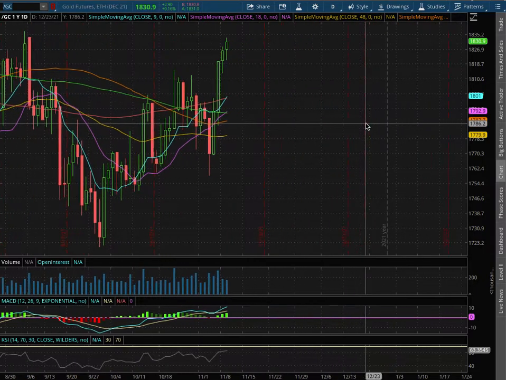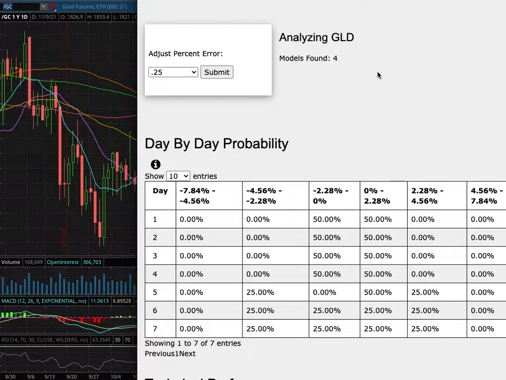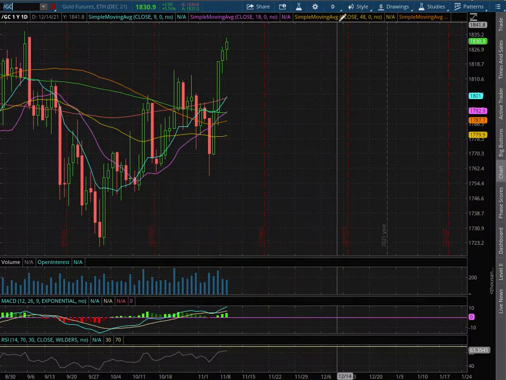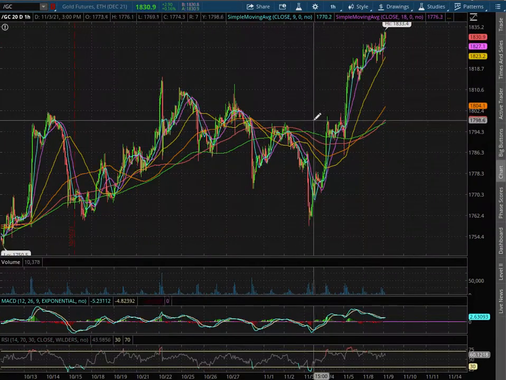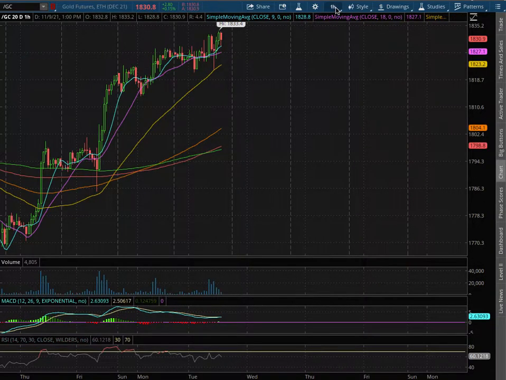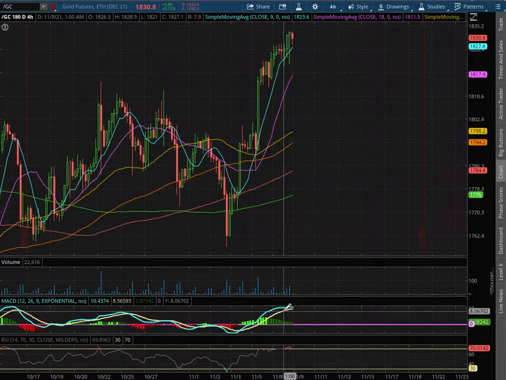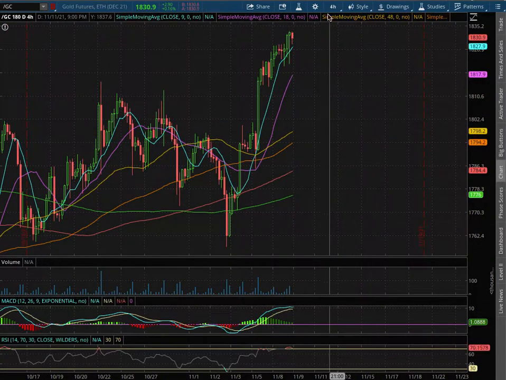Going over gold futures. In this video, I'll be going over my trade idea of the week and the day-by-day probability model. So let's start off with the technical analysis on the 1 hour chart. We remain in positive MACD, we're seeing signs of a converge. As we extend that to the 4 hour chart, we are in positive MACD and seeing signs of a diverge. We're still at overbought levels with the RSI.